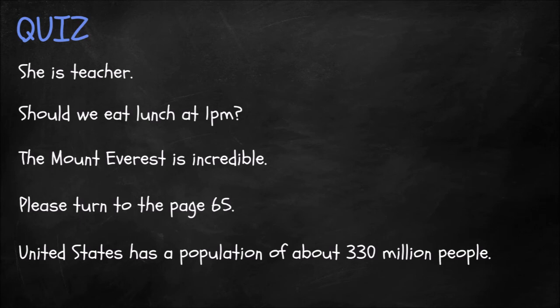So the first one here is, she is teacher. This one is incorrect because we must always use an article when we are talking about a profession. We use the indefinite article. She is a teacher. Should we eat lunch at 1 p.m.? This is correct because with meals, we usually do not use an article. So this one is absolutely correct.